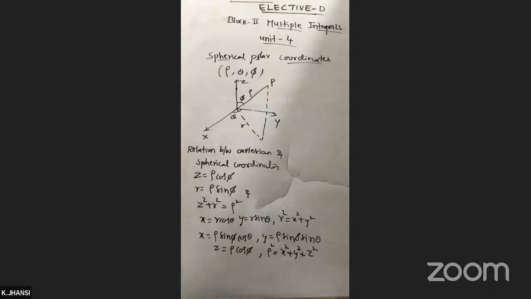The question will be: convert the point 4 comma pi by 4 comma pi by 6 from spherical to rectangular coordinates. Here the spherical polar coordinates are given, that is, the rho value, theta value, and phi value are given. We need to convert them into regular coordinates, rectangular coordinates. Rectangular coordinates are nothing but x comma y comma z.